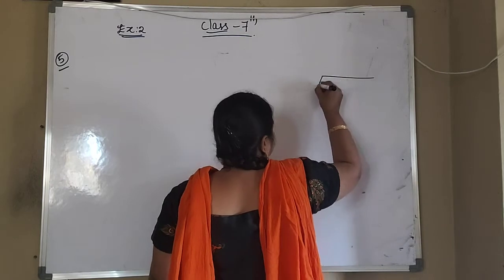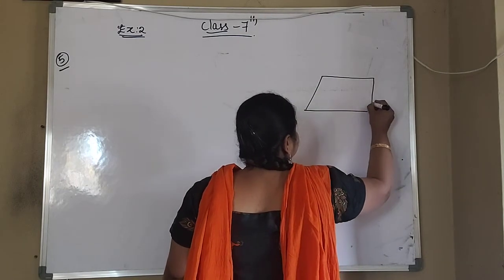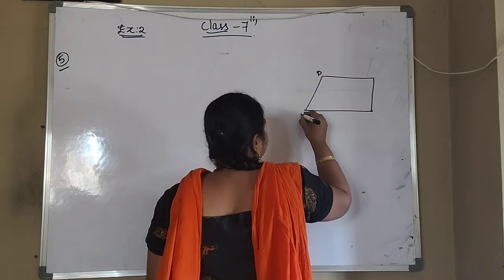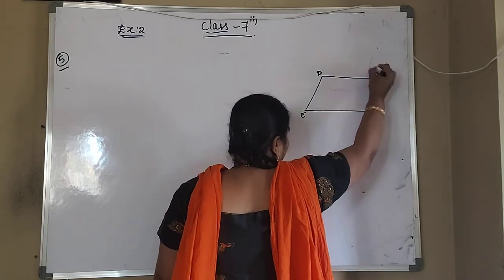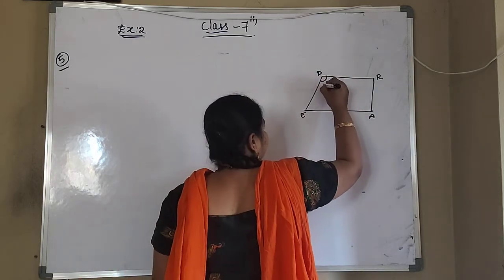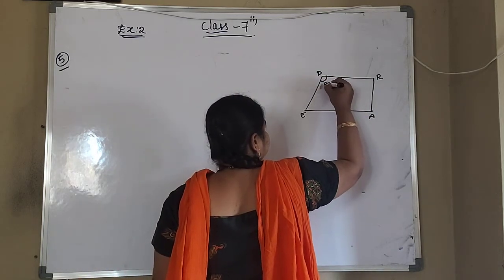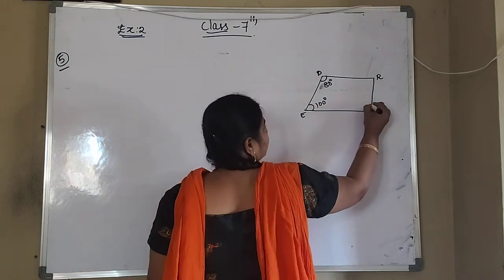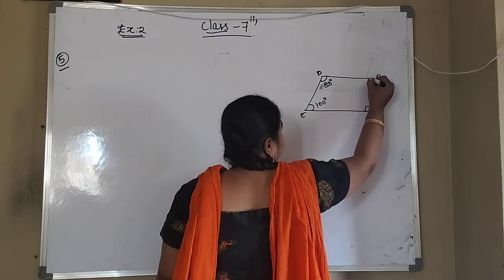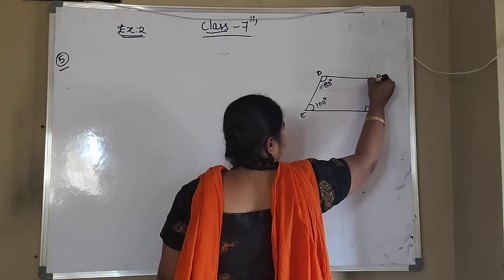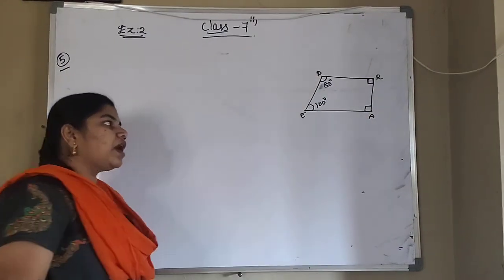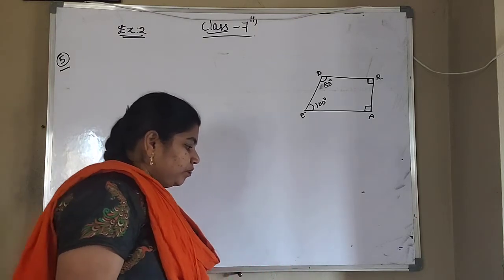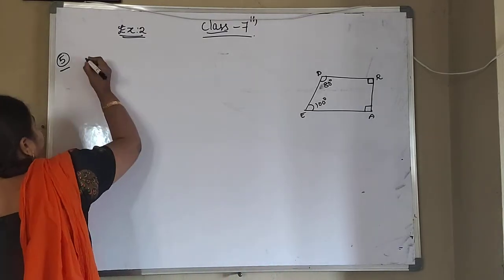They have given a figure like this. This is a trapezium, and in this, DEAR, they have given this angle as 80 degrees, and here it is 100 degrees. They have also given the perpendicular symbol at both angles R and A. Now we have to show which two sides are parallel to each other.